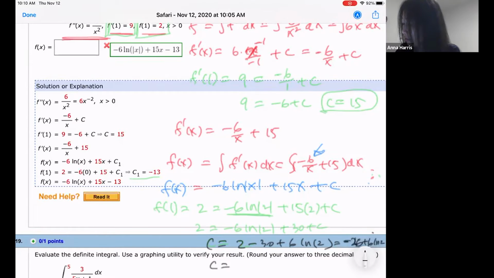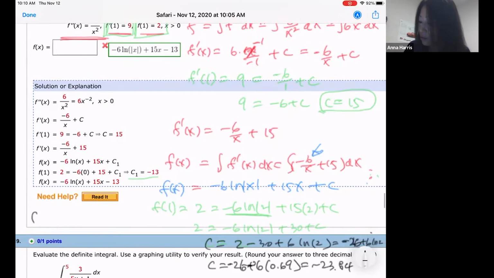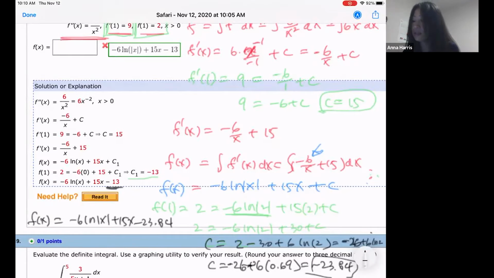So you have c is equal to negative 28 plus 6 times 0.69, which is negative 23.84. All right, so your solution is f of x is equal to negative 6 natural log of x plus 15x, and then this is your c, negative 23.84. So this is incorrect, class.